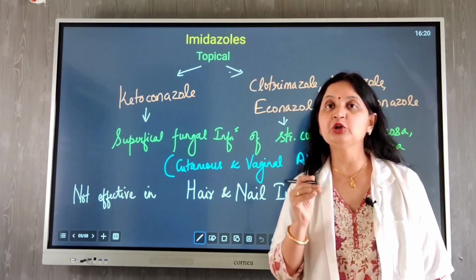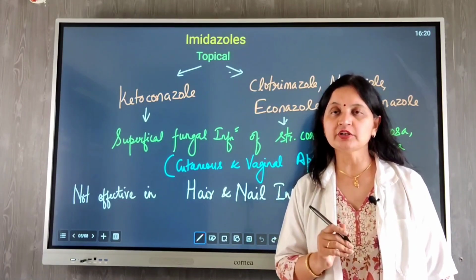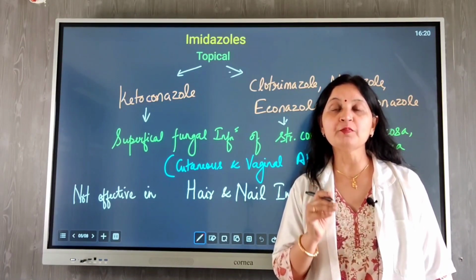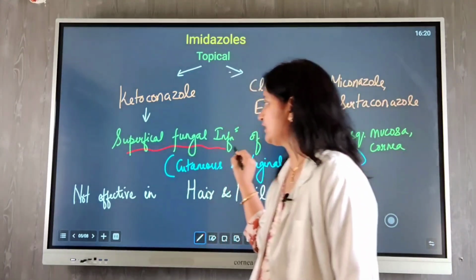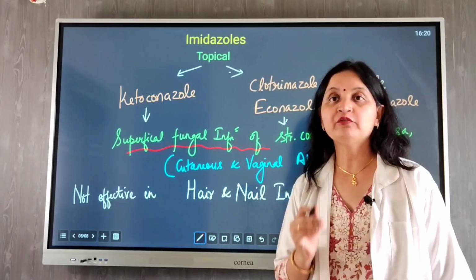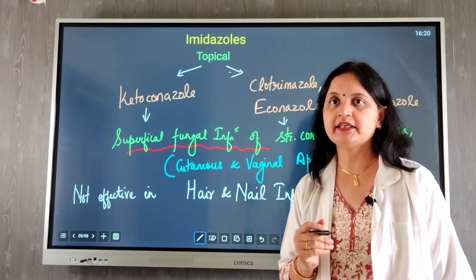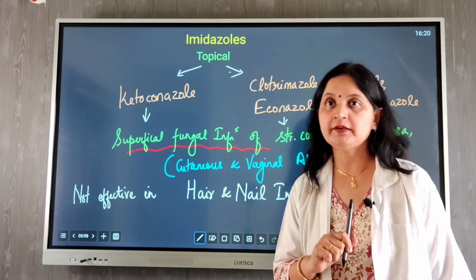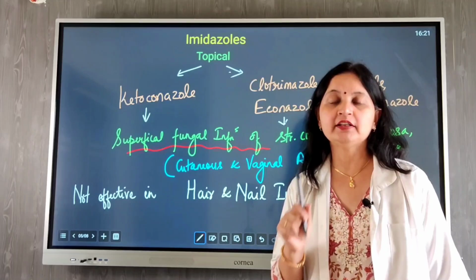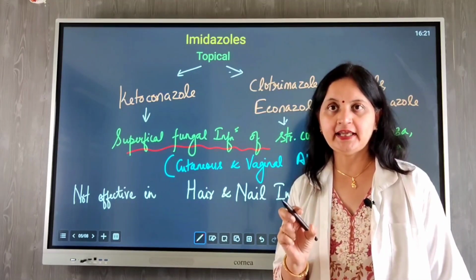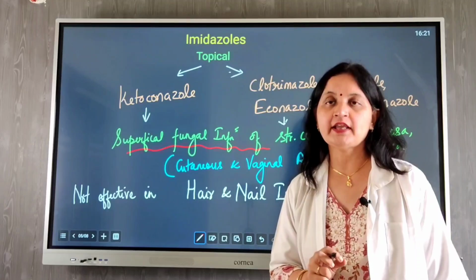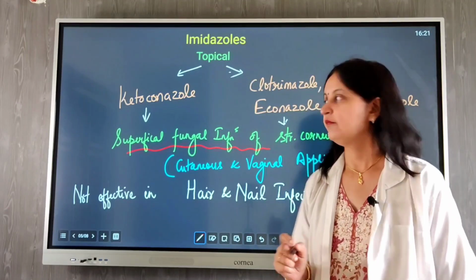Ketoconazole is also available topically. Topical ketoconazole is useful for treating superficial fungal infections of the skin and stratum corneum. They have cutaneous and vaginal applications. However, it should be kept in mind that they are not used in treating infections of the hair and nail, where griseofulvin is the drug of choice.